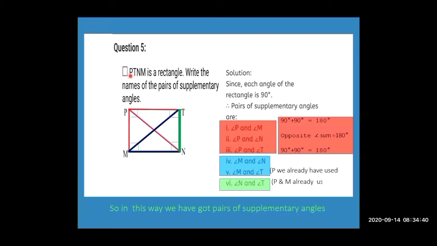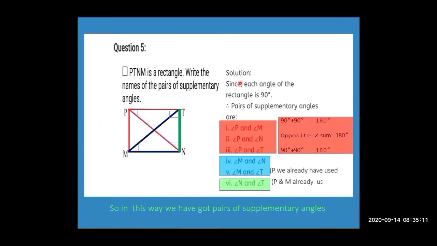Fifth is quadrilateral P, T, N and M is a rectangle. Write the names of the pairs of supplementary angles. Here the quadrilateral is a rectangle. So each angle is 90 degree. So 90 plus 90 gives 180. So any two angles which you add, they will become supplementary angles.